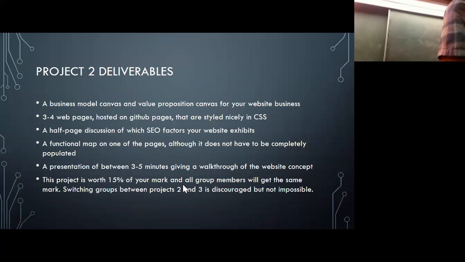Anybody have questions on what's a front end and what's a back end? No? Okay, good.